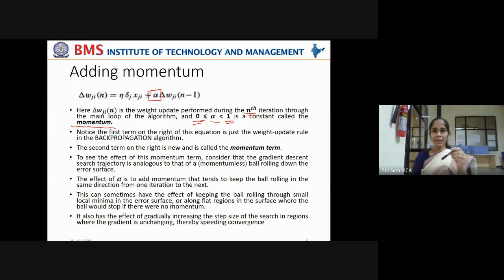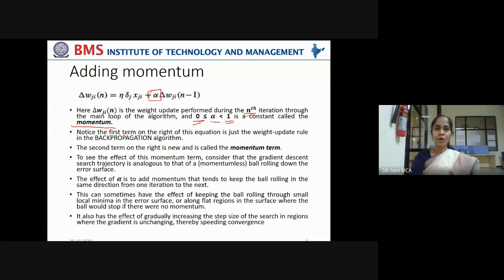Okay. Why I am taking this example is the model is trying to reach the global minimum. How fast it converges to this minimum point is determined by alpha, the momentum. Okay. Now let us study about this further.